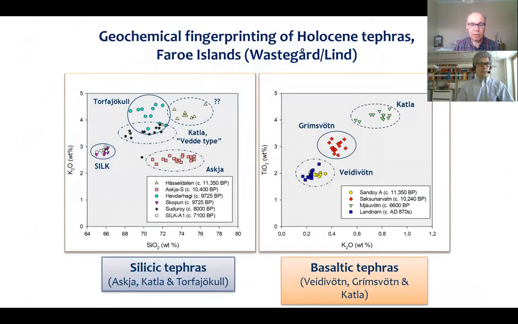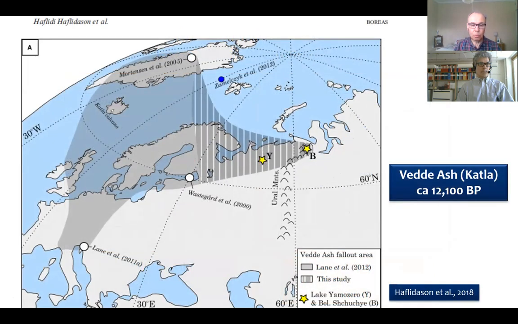Yes, I mentioned already the Vedde ash, and the Vedde ash is probably the most important finding of ash layers in the North Atlantic region that's been made during the last 30 or 40 years. The Vedde ash erupted from the volcano Katla in the middle part of the Younger Dryas. It's been found in the Greenland ice cores and is dated there by ice layers to 12,100 years. So it's more or less in the middle part of the Younger Dryas.